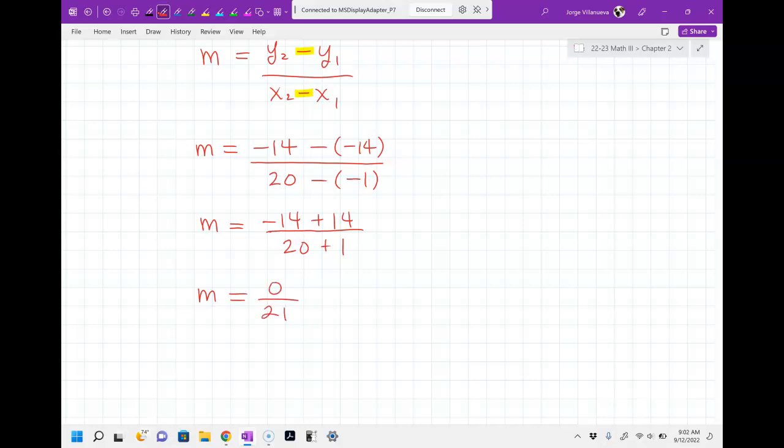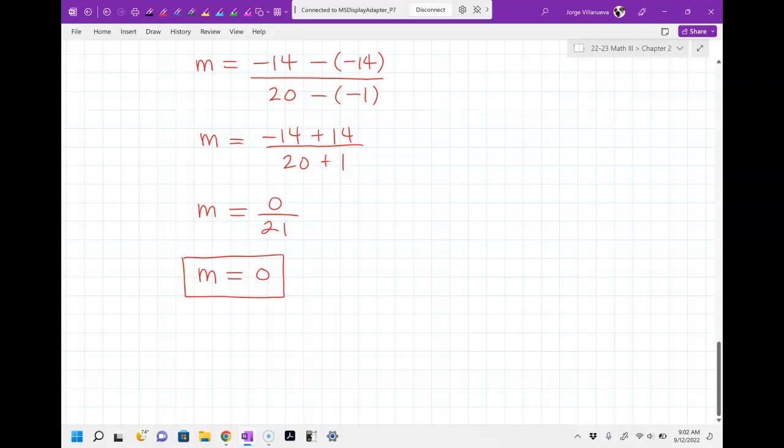over 21. But what's 0 over 21? 0 slope. So that means if they asked me to draw this, I would expect to be seeing a flat line. Okay? I would be expecting to see a flat line because my slope is 0.